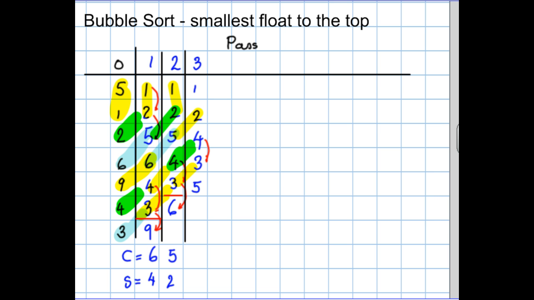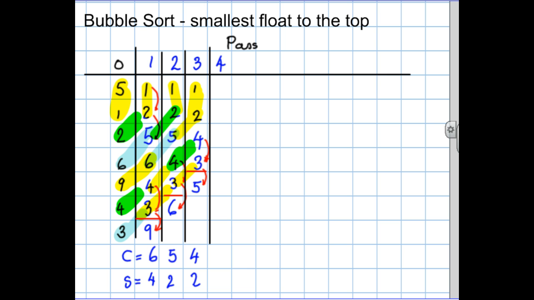And now the largest number has sunk to the bottom. Let's have a look. How many comparisons were there? There was one fewer, there were only 4 comparisons, and I forgot to note it again, in this instance again, there were 2 swaps. Right, let's go through and look at our fourth pass.